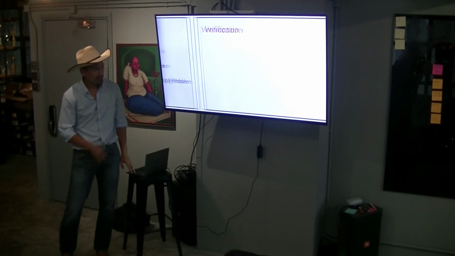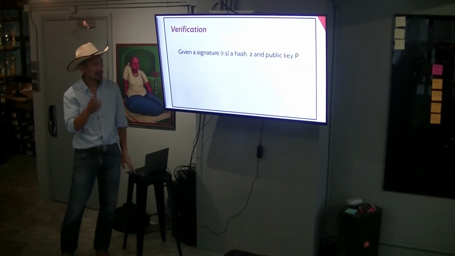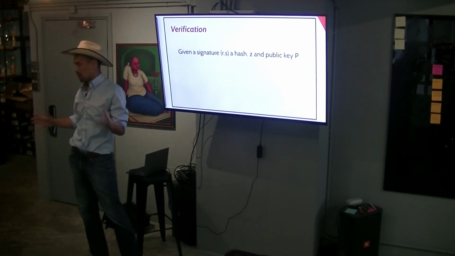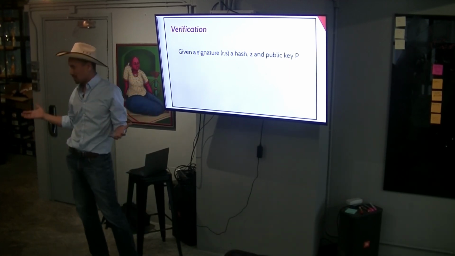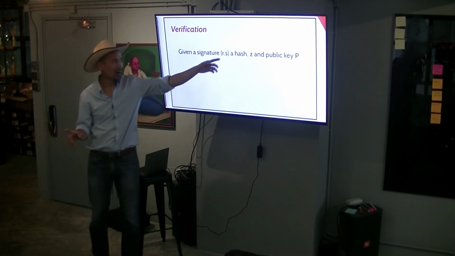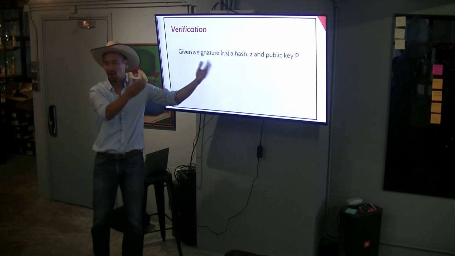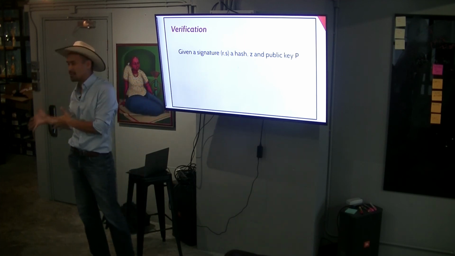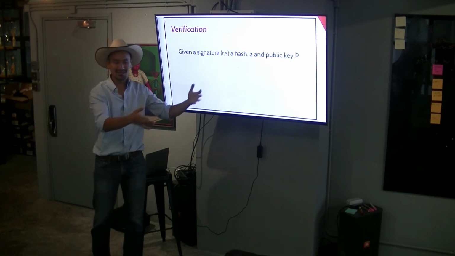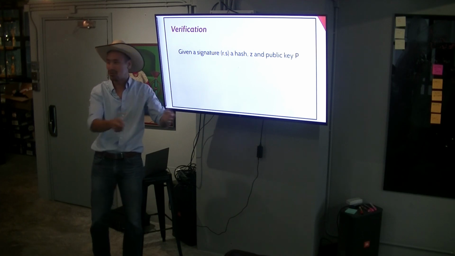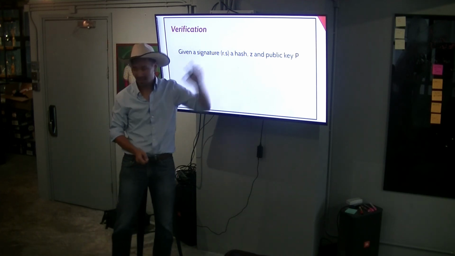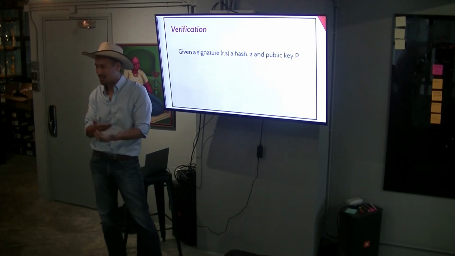Anyway, let's briefly go over the math. Here's the verification. You get a signature, r and s. If you haven't looked at digital signatures before, it's always some r and some s. r usually stands for something random, and s is the signature part, the part where you prove that you know the secret. You have a hash z. It's the message that you're signing.